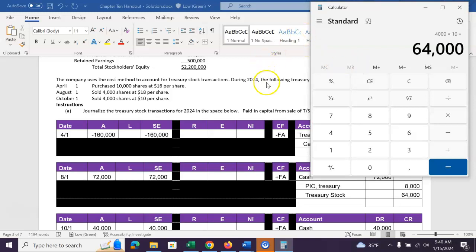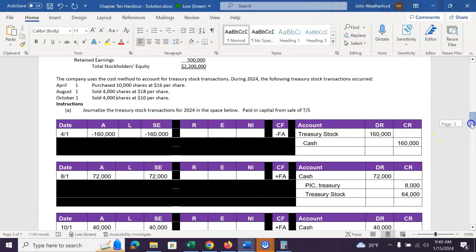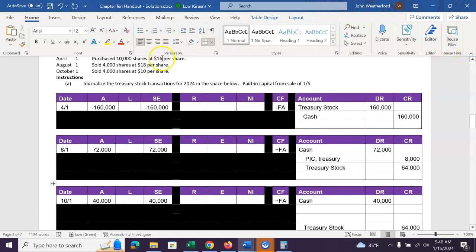Or $64,000. We had its cost here too. So now we've got a debit to cash for 40,000 and a credit to treasury stock for 64,000. So we need more on the debit side. Well, the first thing we can do, see what happened here. We sold the treasury stock for less than we paid for it, right? By $6 per share.